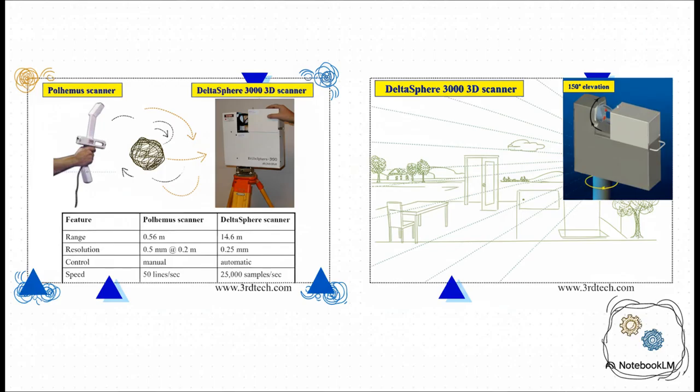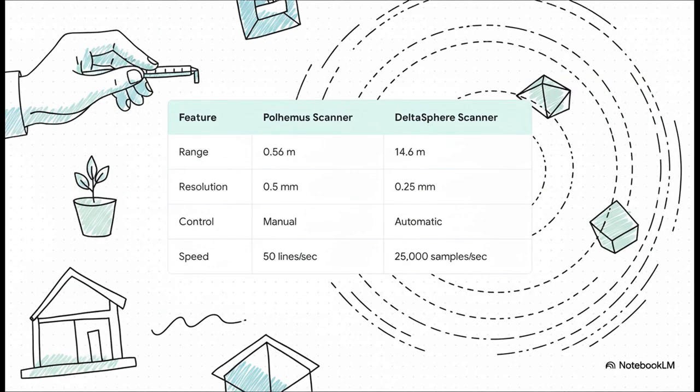On the right, that's the DeltaSphere 3000, a tripod-mounted laser scanner designed to automatically capture entire rooms or even large outdoor areas. This table really puts the differences into perspective, doesn't it? The Polhemus is like a fine-tipped pen, a handheld tool for detailed close-up work. The DeltaSphere, on the other hand, is an absolute beast. It can scan a whole room with even higher precision, and it does it all automatically.